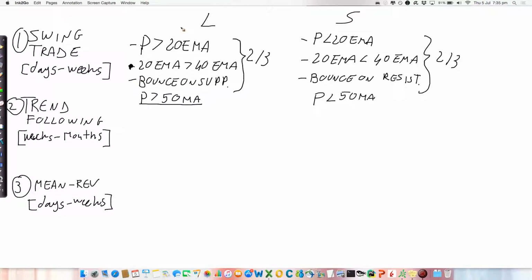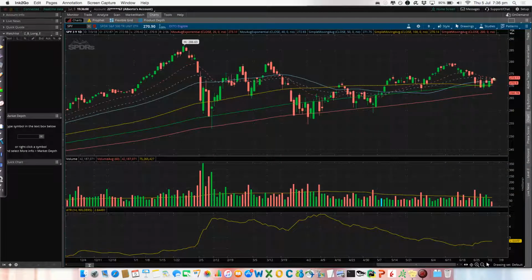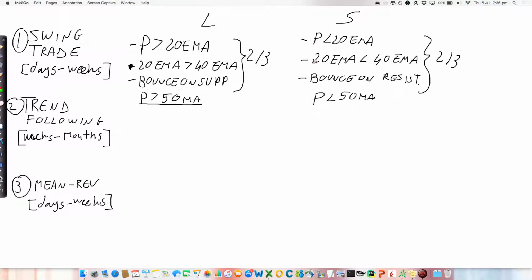So can you go for long? No. What about short? Well, if you look at short, we have no bounce on resistance. There is no resistance here. And then the other conditions on the moving averages are the same, right? So the price is below, true, below 20.